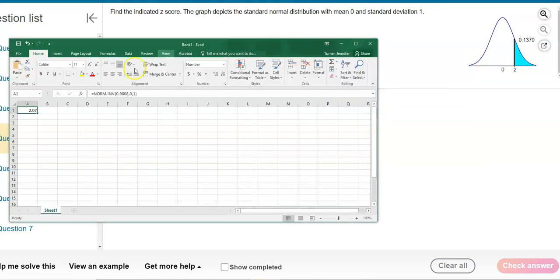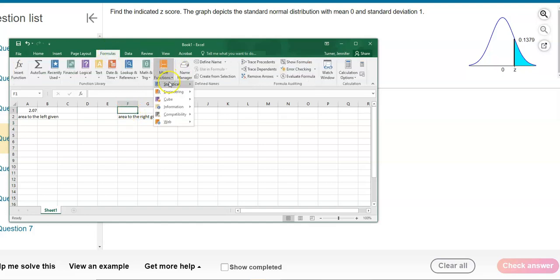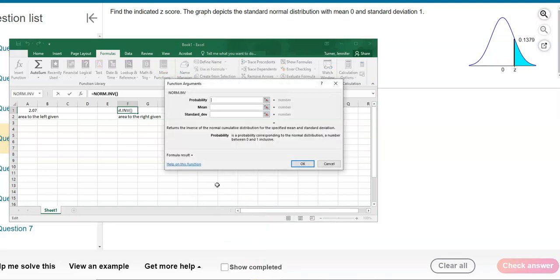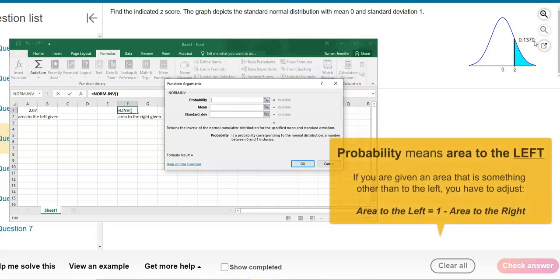So if we go back to our Excel, and let's do this. This was when we had the area to the left given. Now we're going to see what happens when we have the area to the right given. So we still want to use that same formula, Formulas, More Functions, Statistical, and norm.inv. But when we get to this probability here, we might be tempted to just type in this probability that they gave us, but that is not what Excel is expecting. Excel is not expecting to get the area to the right of this value. Excel is expecting to get the area to the left of this value.